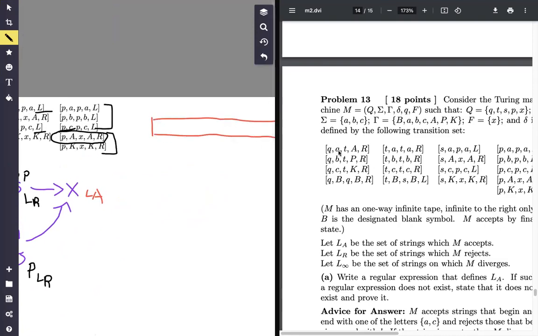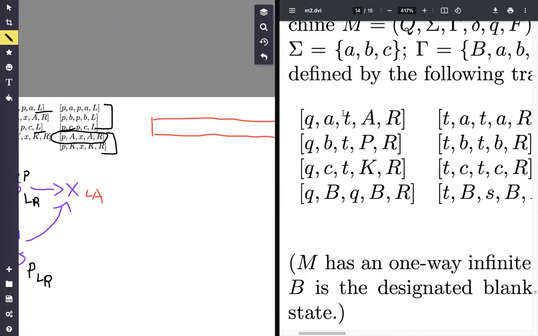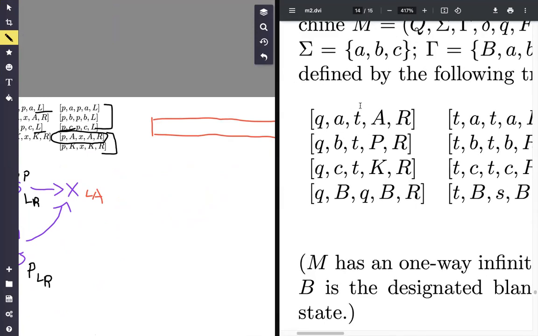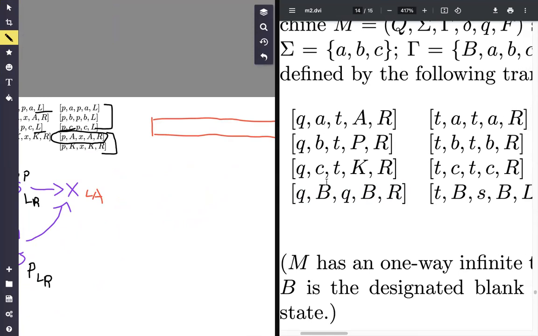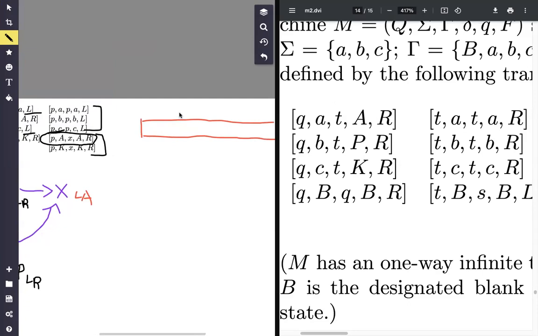So looking at Q, I see that there are 3 transitions that take me to T. We're going to avoid this one because we're not doing diverging. Okay, so we have 3 transitions. I don't know which one's important. They all do different things. So let's be generic for now. And then if we need to figure out what the capital letter is, then we can come back.